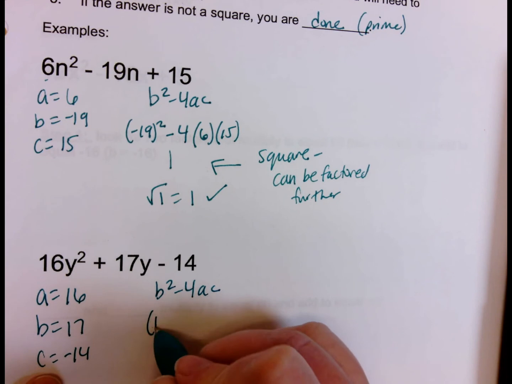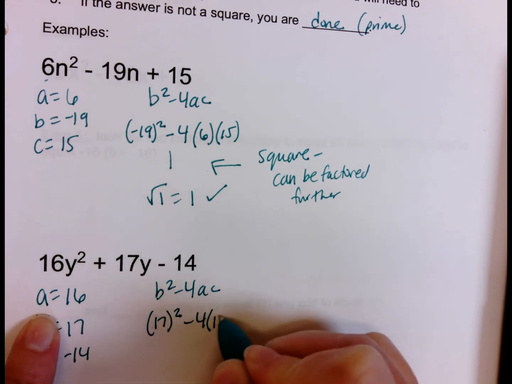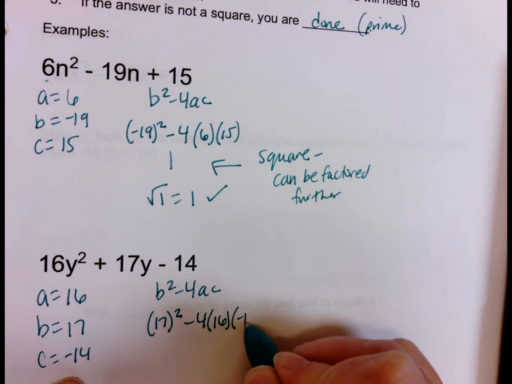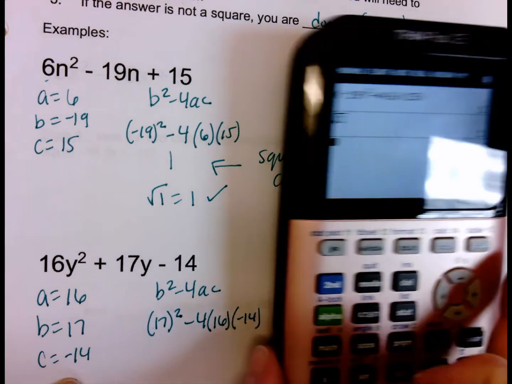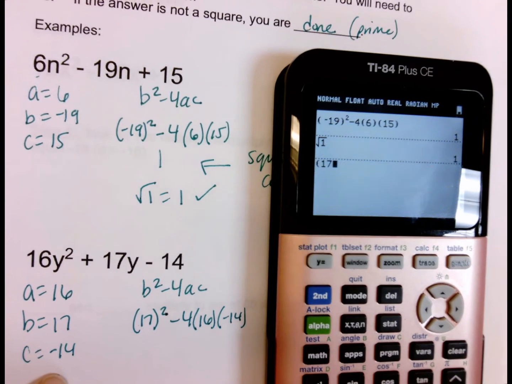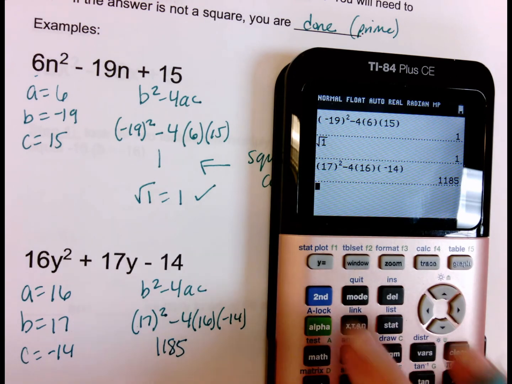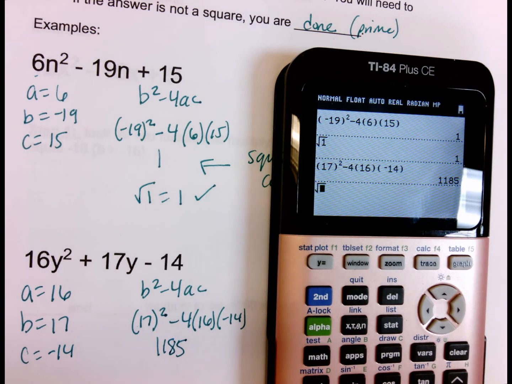So again, here's our formula, and we're going to plug those values in. B squared, that's 17 squared, minus 4, and for a, we plug in 16, and in place of c, we plug in negative 14. Again, we're going to plug this straight into our calculator: parentheses 17 squared minus 4 multiplied by 16 multiplied by negative 14. When we're dealing with negatives here, remember it is so important to use those parentheses. Press enter, and you get 1185.